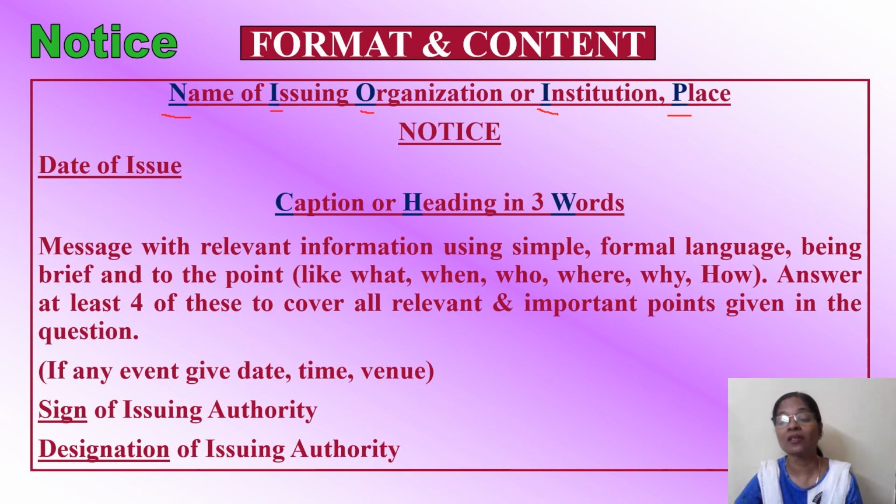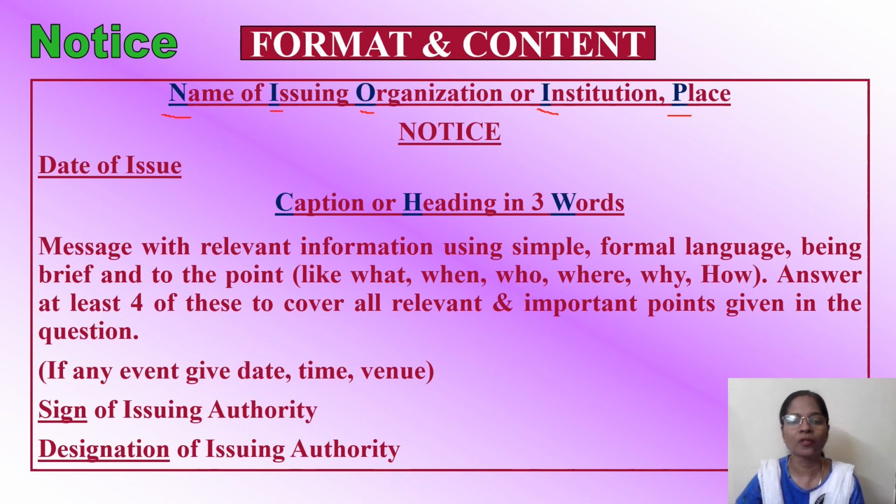And now coming to the content, I have already said it has to be in very simple formal language, brief, to the point. Basically, if you answer all the WH questions of what, when, who, where, why, how, then surely your notice will become complete. You will not miss any point. Okay, so at least 4 of these are all the relevant points, and if you look at the question carefully, all the points are usually covered in the question itself. If we go part by part with the question and you cover all those points, then your notice will surely cover everything. If you're talking about an event, surely the date, time and venue of the event has to be added.